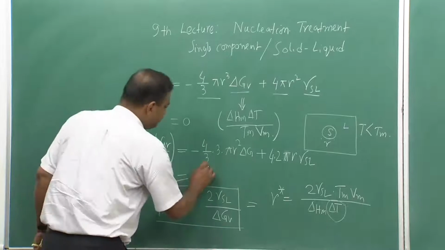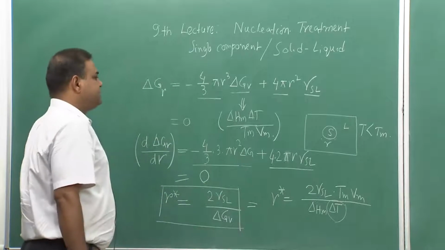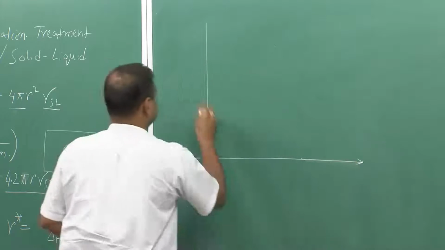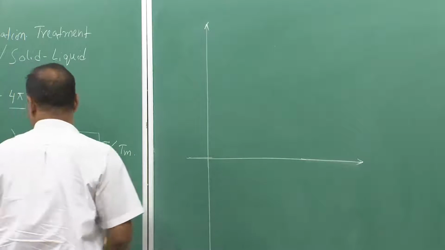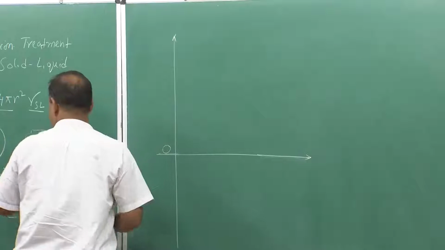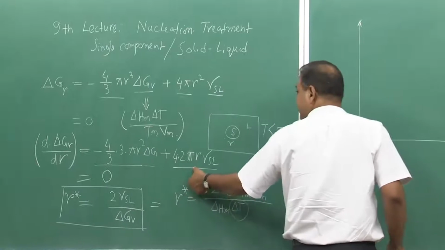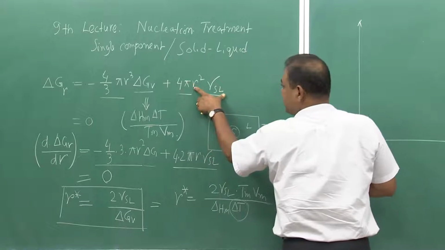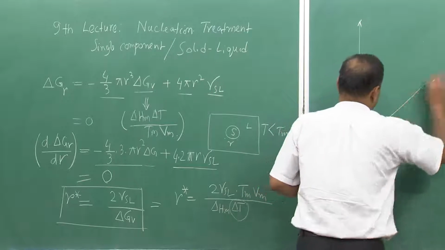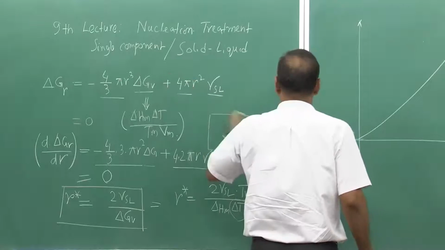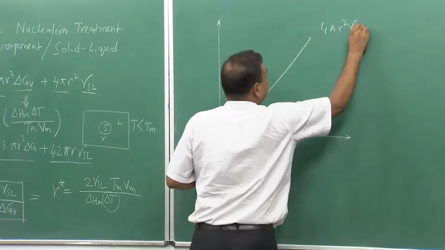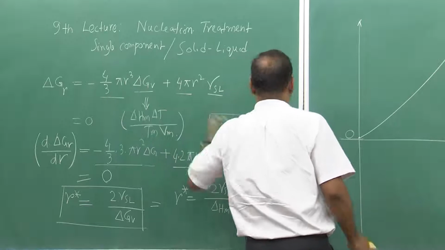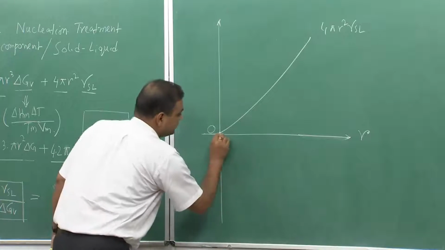Now, if I try to see individually, if I try to plot this particular term and this particular term, let us see what happens. Since this is a negative term, we will put this one to be 0, and this one would be on the negative side and this one would be on the positive side. If we come to this particular expression, it varies as a square of R, so it would vary like this. This term is basically 4 pi r square gamma SL. Similarly, I can also have a plot of this particular term as a function of r, so this term would vary like this.